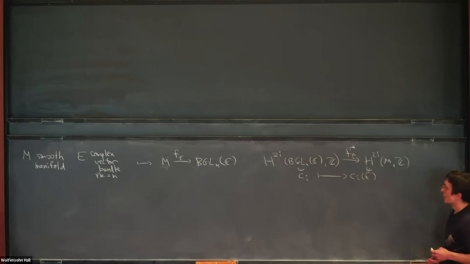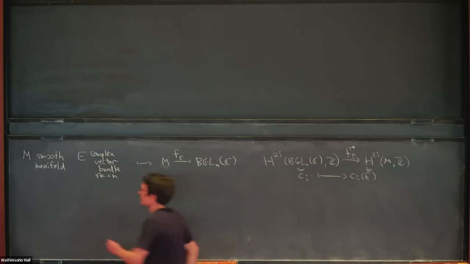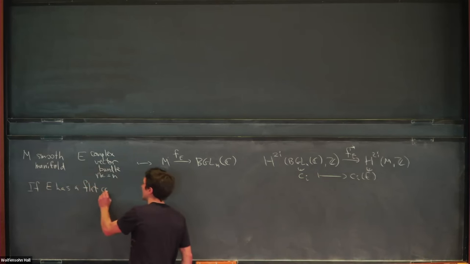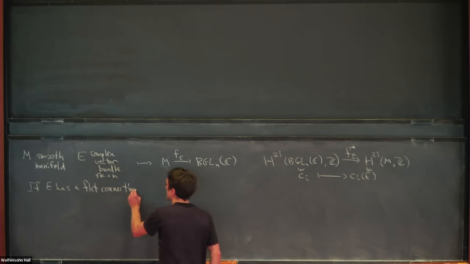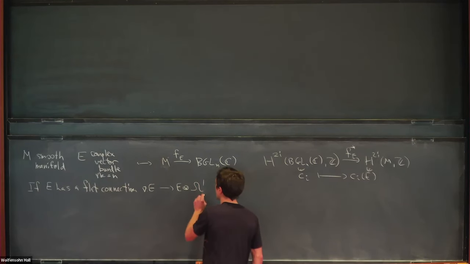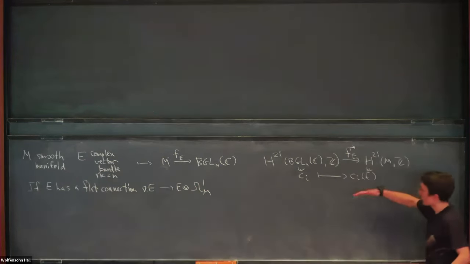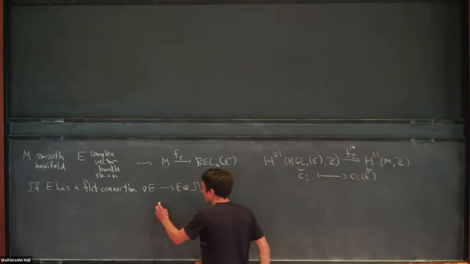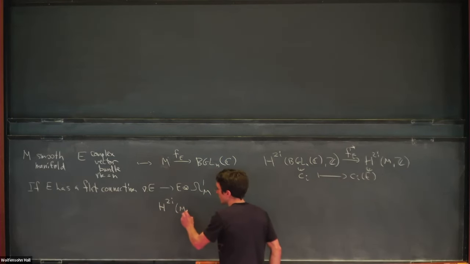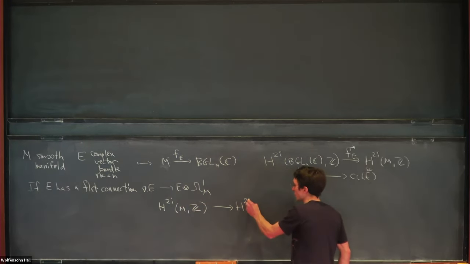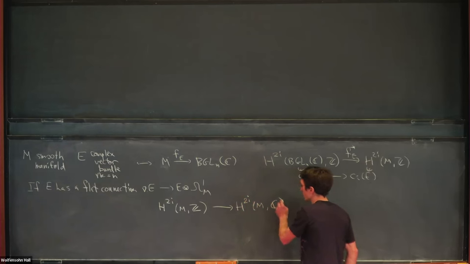But now, suppose that my vector bundle had a flat connection. So if E has a flat connection, just in the differential geometric sense, which I'll call nabla, then it follows from Chern-Weil theory that these Chern classes are all torsion. And if they're torsion, then mapping them from cohomology with Z coefficients, they vanish in cohomology with Q coefficients, and therefore also in cohomology with complex coefficients.